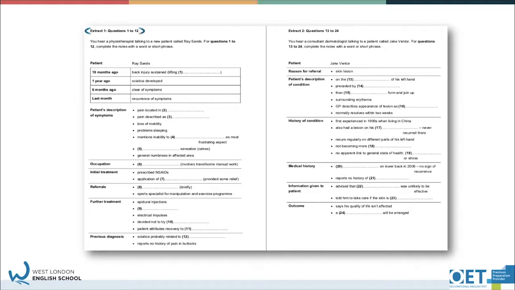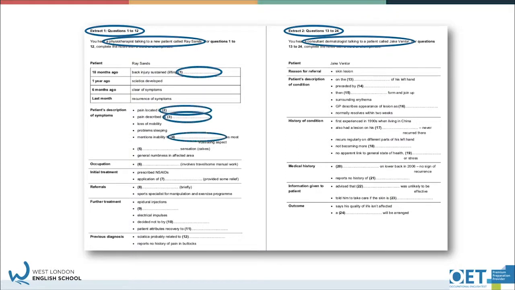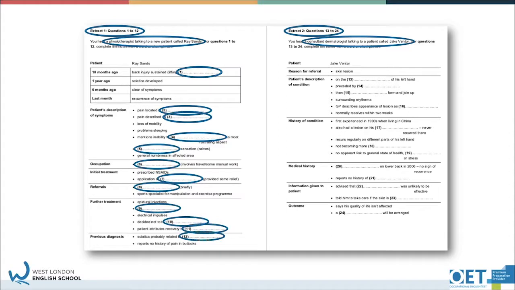You'll see something like this. At the top it says extract 1 and extract 2, and tells you who you're listening to. Here we've got a physiotherapist talking to a patient called Ray Sands. In extract 2 it's a consultant dermatologist talking to Jake Ventor. And then basically what you can see are the patient's medical notes. You'll notice there are some gaps. Before the gaps are numbers, and this is where you're going to be writing your answers.